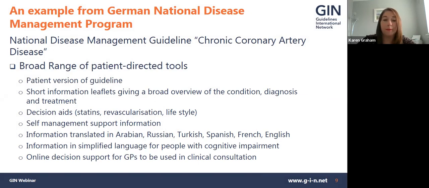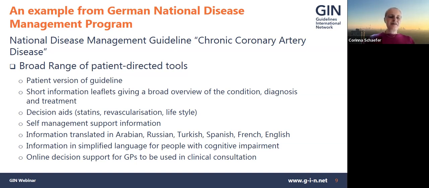Yes, hi everyone, and two more slides and then we have done. So then we have a lot of room for discussion after that. I'm just providing you another example from another context, which is from the German National Disease Management Guidelines Program. And I'll just report on the patient materials that we have for our guideline on chronic coronary artery disease.